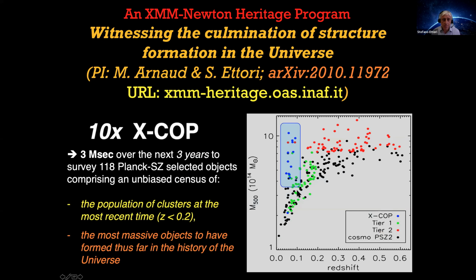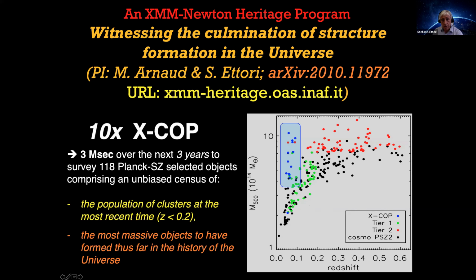So what next? Next is a project that started a few years ago with an XMM-Newton Heritage program that will be 3 megaseconds of XMM-Newton time dedicated to observation of 118 Planck selected objects. This is a sample that is 10 times the ESCOP project, the sample that I described before, and also covering a larger mass range, and in luminosity distance a factor of 10 more extended. So if ESCOP was limited to very massive nearby systems, the Heritage sample covers up to redshift 0.6 and down in mass to a few times 10^14 solar masses.